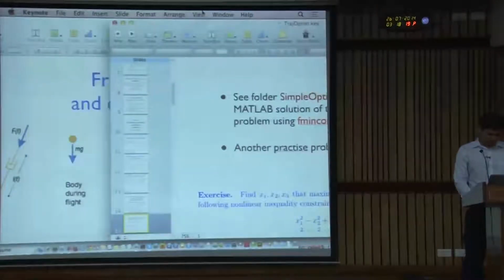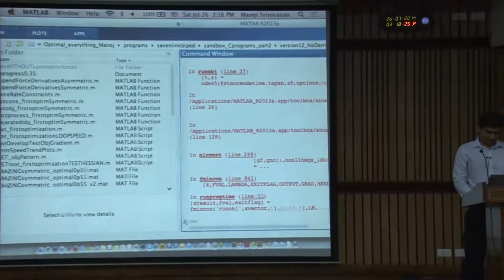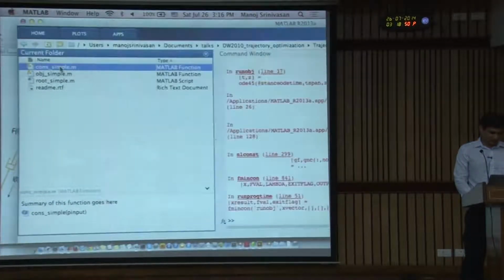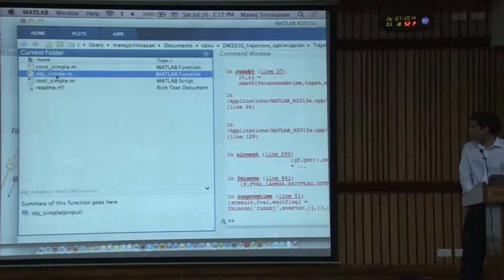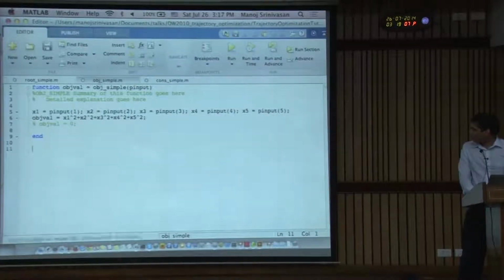So let's actually see how to solve this simple optimization problem. Let me go to MATLAB here. You see MATLAB, okay. There are these two functions, obj_simple and cons_simple. The names of the functions are not important. This is the objective function, in other words, the function that you want to minimize, and it has one input, which I happen to call p input, which is really x in my slides. p input has 5 pieces: x1, x2, x3, x4, x5. You unwrap it here, and then you evaluate the objective function, which is x1 squared plus x2 squared plus and so on.